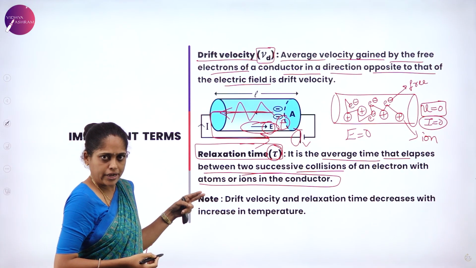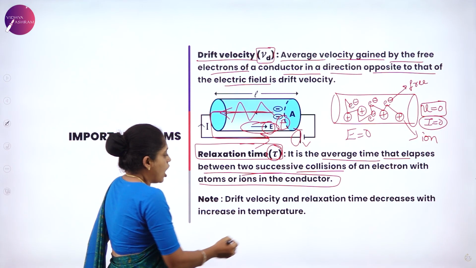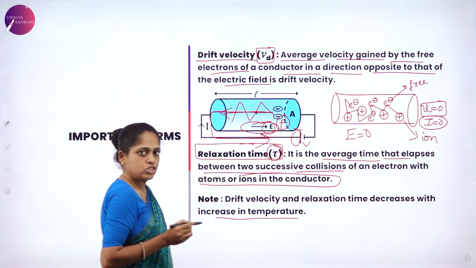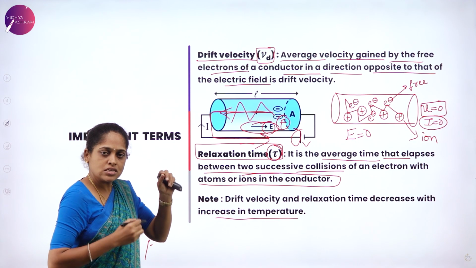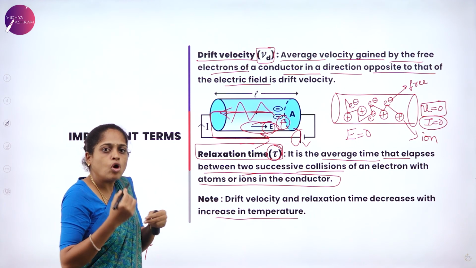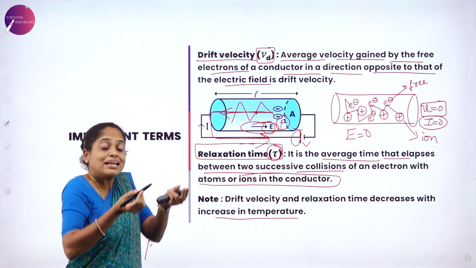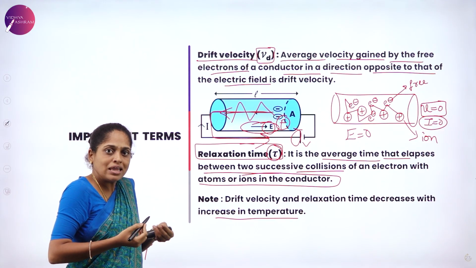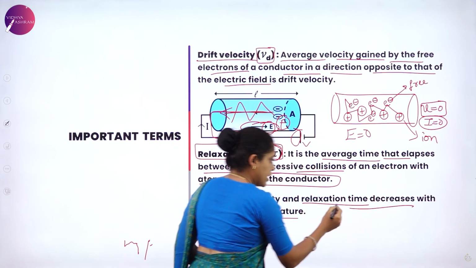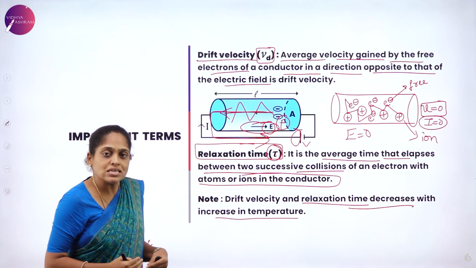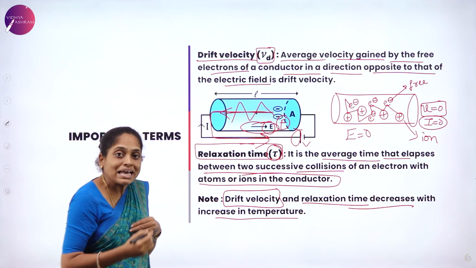These two quantities depend on temperature. How do they depend on temperature? You know that when the temperature increases, the speed of the electron also increases. When they speed up, the time taken for the collision decreases. When the relaxation time decreases, drift velocity also decreases.